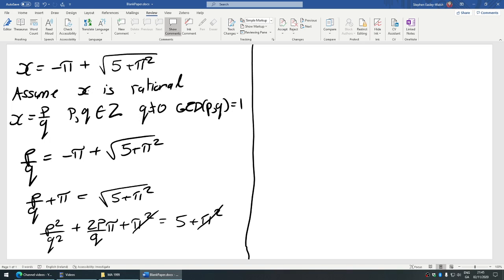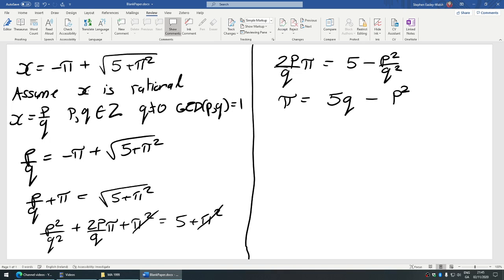Cancelling the pi squareds out, we can say that 2p over q pi is equal to 5 minus p squared over q squared. That means pi is equal to 5q minus p squared. So let me just be careful here.